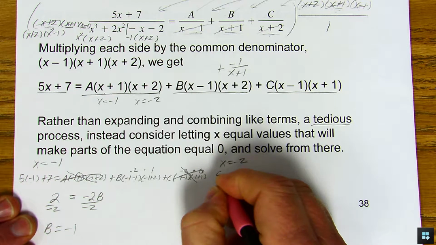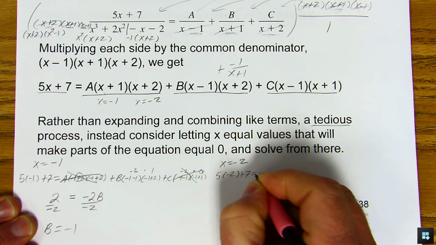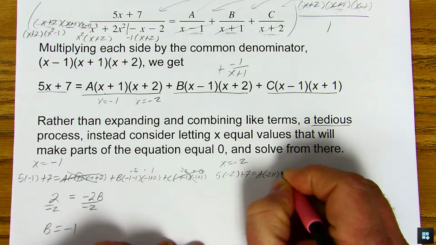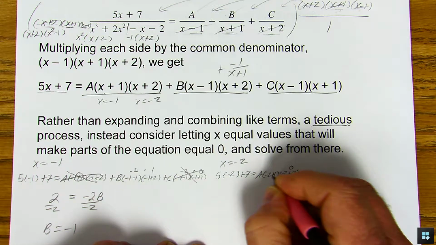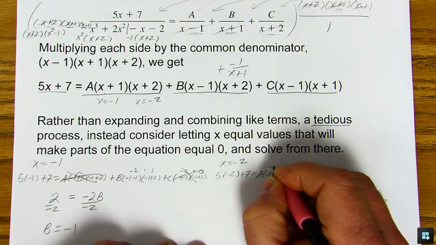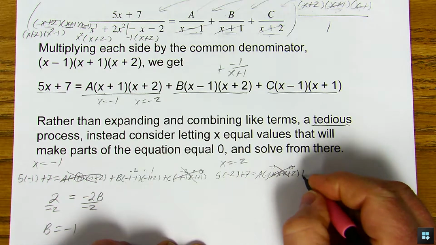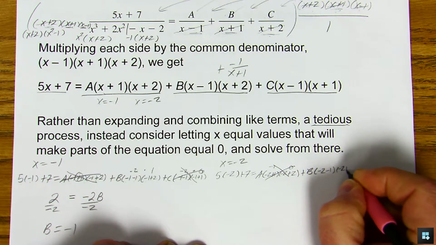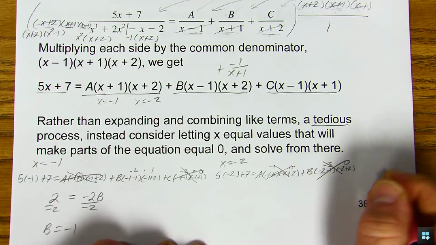Well, I get 5 times -2 plus 7 equals a times -2 plus 1 times -2 plus 2, which -2 plus 2 is 0, -2 plus 1 is -1, 0 times -1 is 0 times a is 0, so that cancels. We then get plus b times -2 minus 1 times -2 plus 2. -2 minus 1 is -3, but -2 plus 2 is 0. 0 times -3 is 0, times b is 0, that cancels.